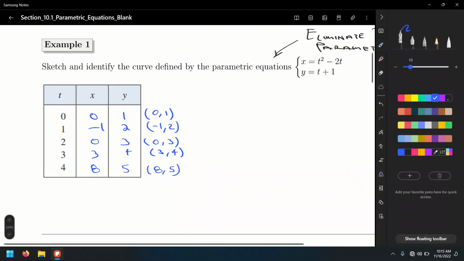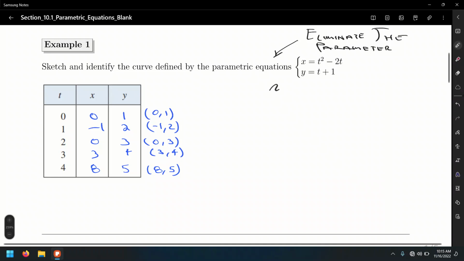And well, how about we plot these points? Maybe here. I'm going to need some space. All right. So that's 1, 2, 3, 4, 5. Let's scale it. 1, 2, 3. All right. So let's plot these points.